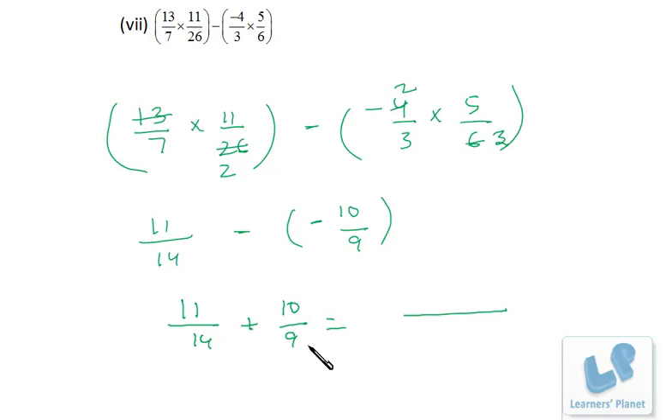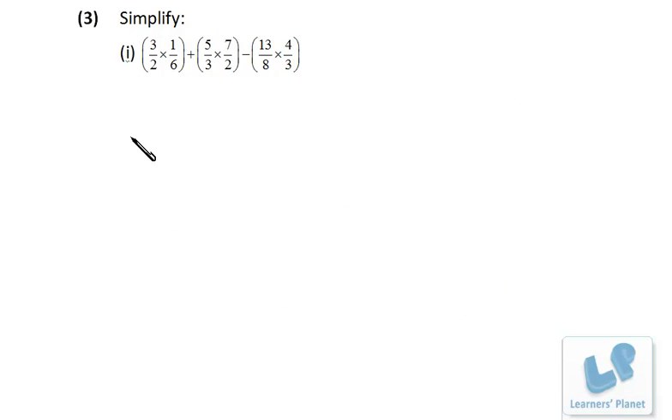Now take the LCM of 14 and 9. That's 126. Now 14 into 9 is 126. So 9 into 11 is 99, plus 14 into 10 is 140. Right? So this is what? 240 minus 1, that is 239 by 126. Yeah? So it becomes very simple now. I hope you are getting this. Now let's take a bigger one. The same procedure we have to follow.